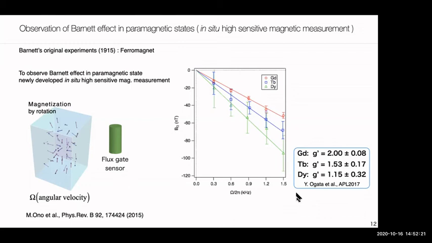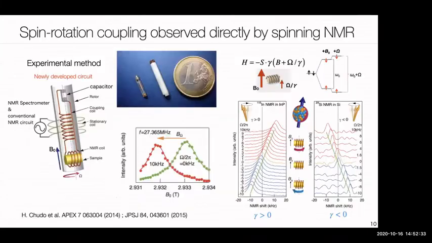The first one is that you mentioned that there are some materials whose gyromagnetic ratio is positive, and there are also materials whose gyromagnetic ratio is negative. Then what determines the sign of this gyromagnetic ratio, or which material?